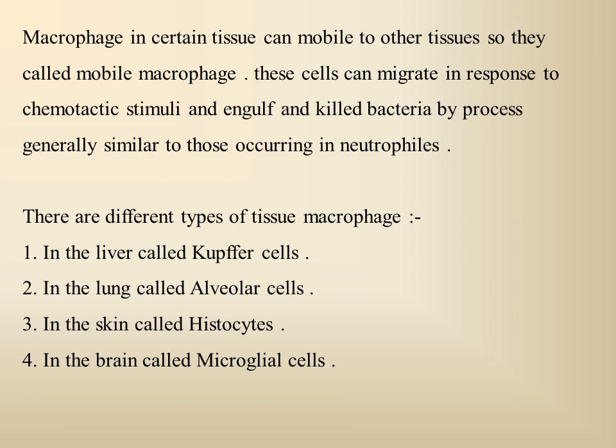So there are different types of tissue macrophage. Each one takes its name from the place where it is found. For example, in the liver it is called Kupffer cell, in the lung alveolar macrophage, in the skin histiocytes, and in the brain microglial cells.